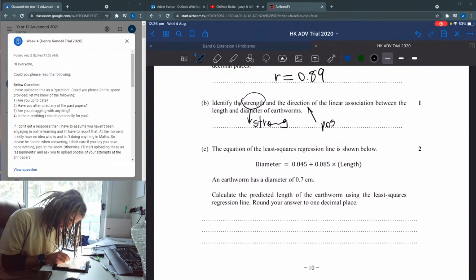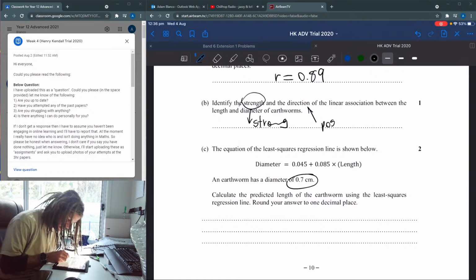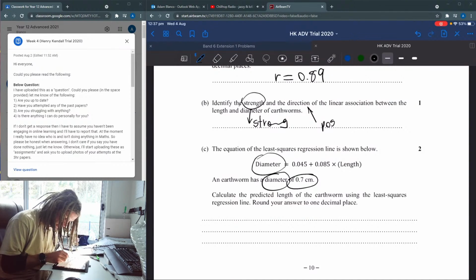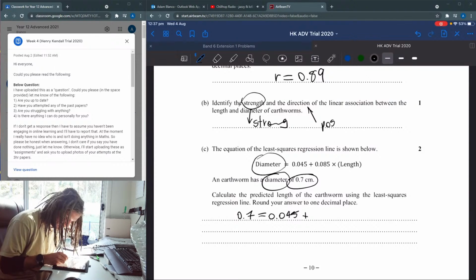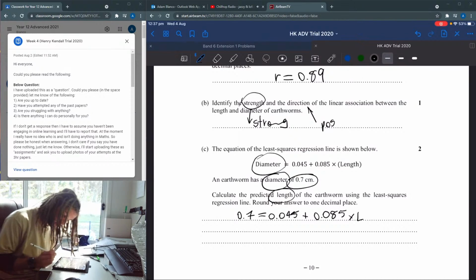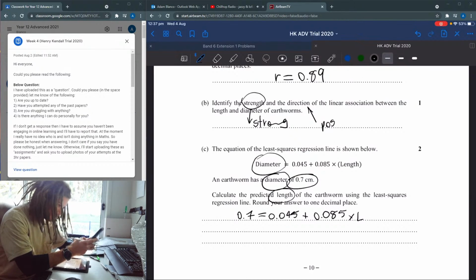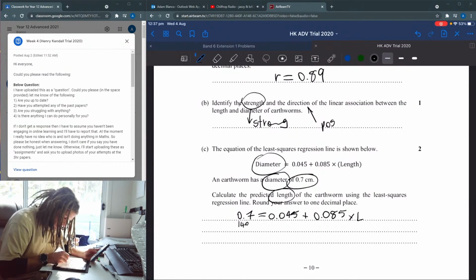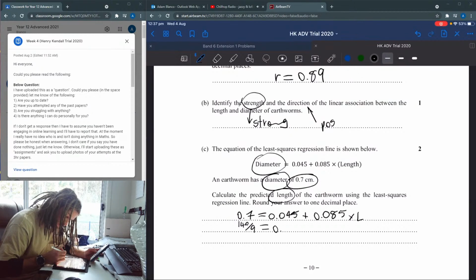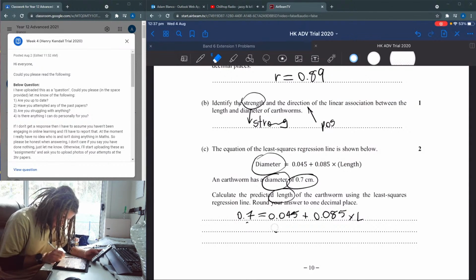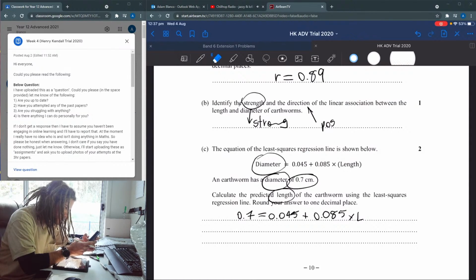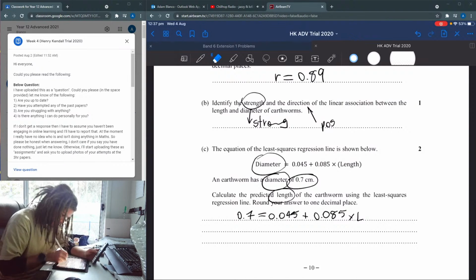The earthworm's diameter is 0.7, so I'm just substituting. 0.7 equals 0.045 plus 0.085 times L. I want L, so I need to rearrange. I'm going to divide by 0.045. Why did I divide? I needed to minus. Can't solve a one-step equation.